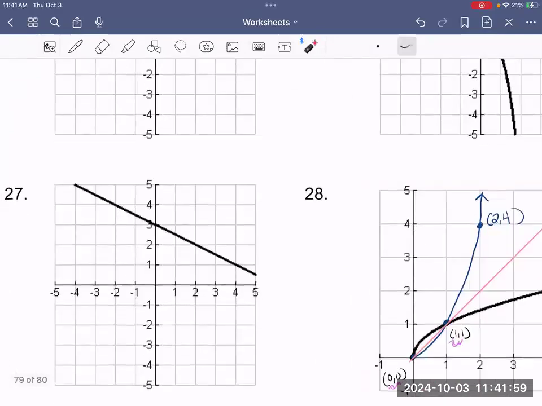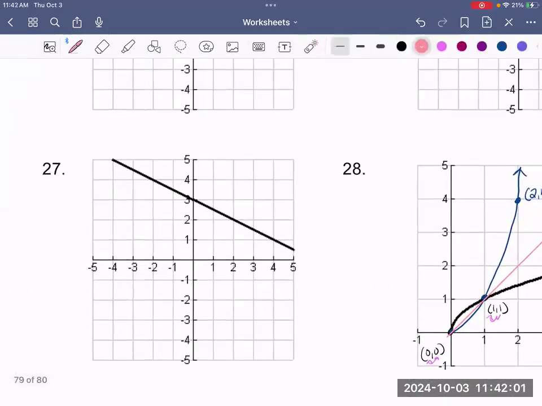So let's do it again over here. We'll take this point here. This was 0, 3, and perhaps this one is negative 2, 4. We'll do another one, 2, 2, and 4, 1. We're going to switch their x and y values. So this one is now 3, 0.